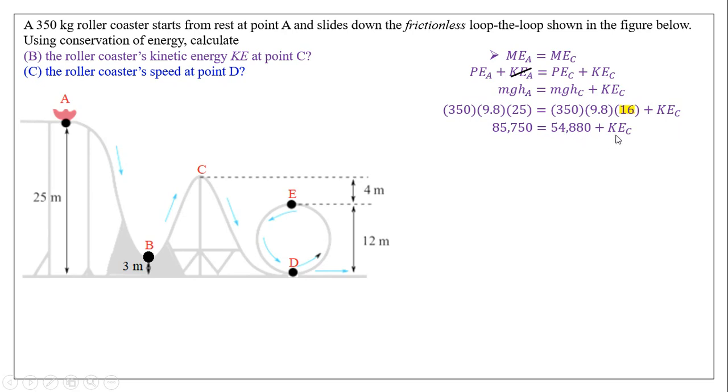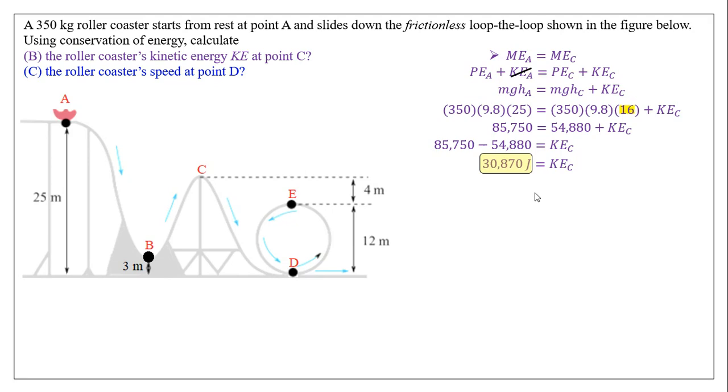So to find KE at point C, the kinetic energy at point C, all I have to do is subtract 54,880 from both sides. So I'm just going to move it to the left side of the equal sign. It was positive, now it becomes negative. And if you do that in your calculator, 85,750 minus 54,880 will give you about 30,870 joules. Okay, that is the answer to part B.